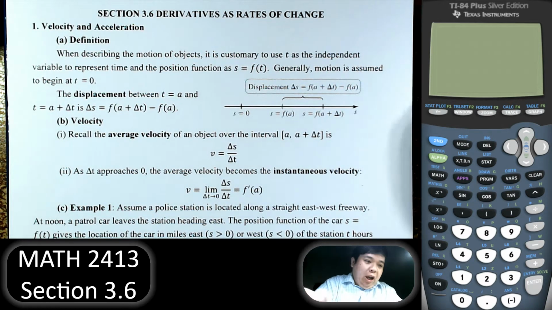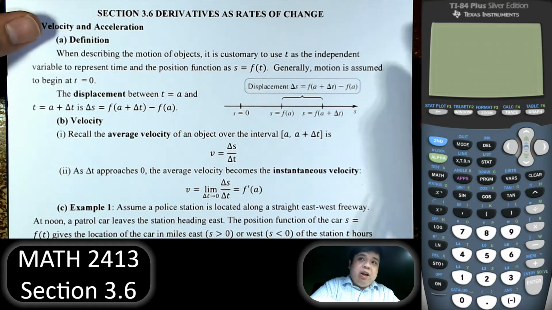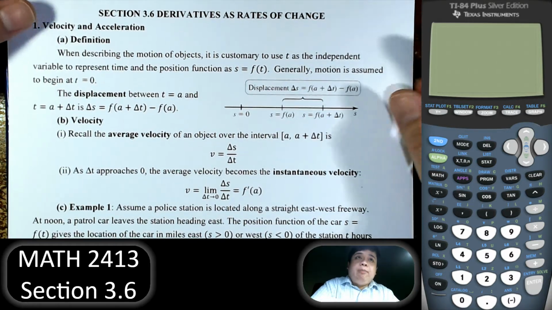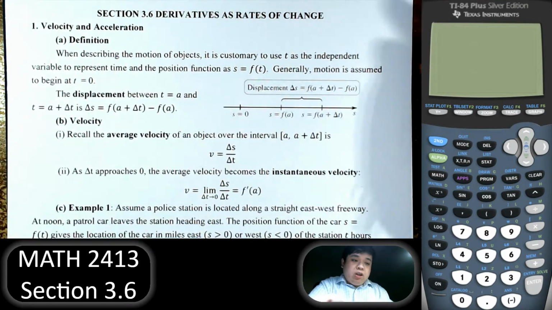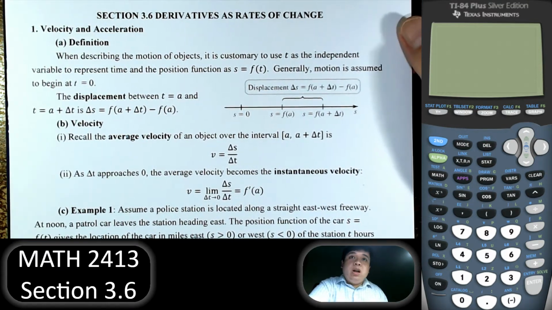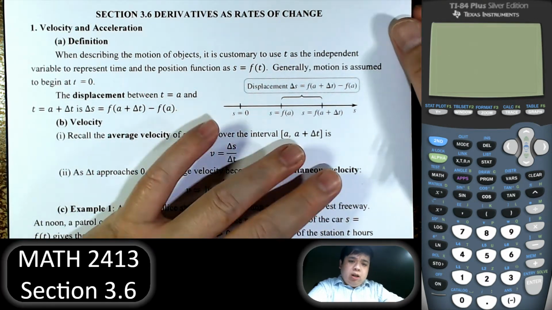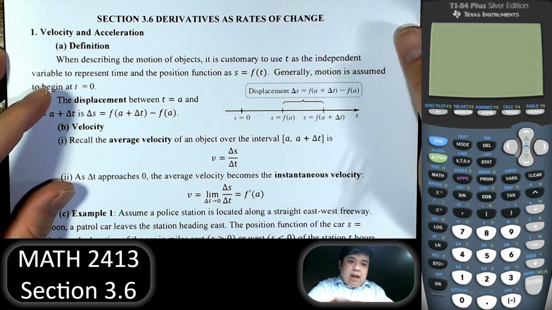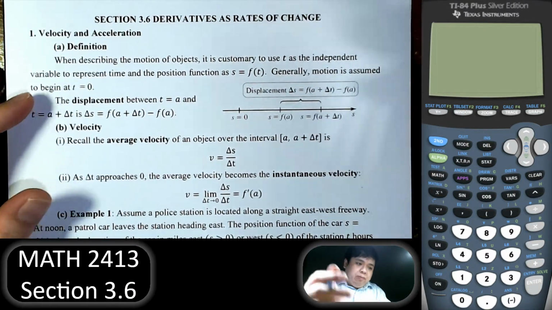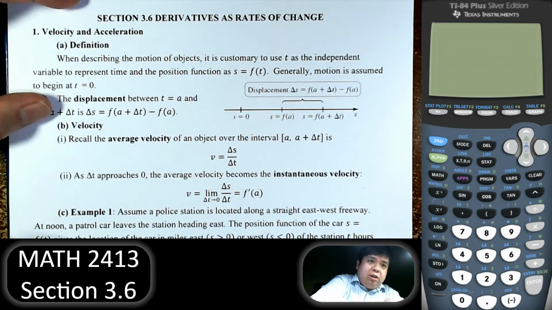Hi everybody, welcome to another video in Calculus 1, section 3.6, derivatives as rate of change. Before we continue with derivatives, we stop at section 3.6 to study some applications of derivatives. The most important application of the derivative is that it represents rate of change. So, the first one is velocity and acceleration.